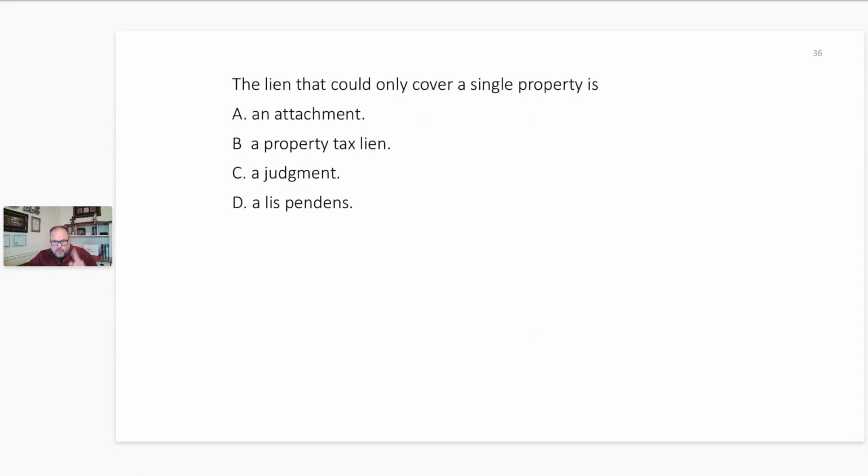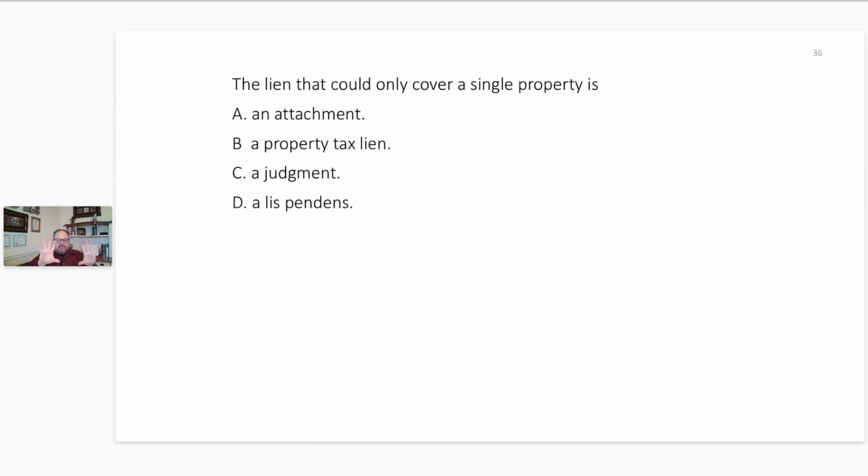Two questions. First one: which of the following is a lien that only covers a single property? Okay, Lisa. Good. Single property, tax lien.